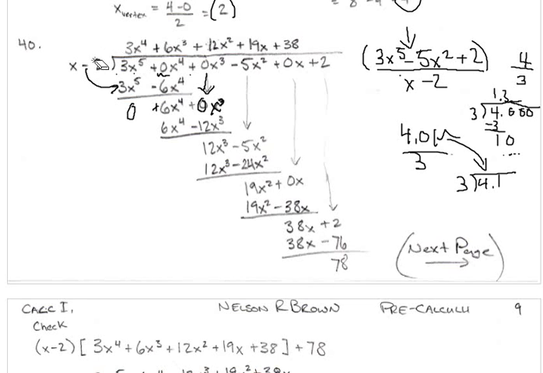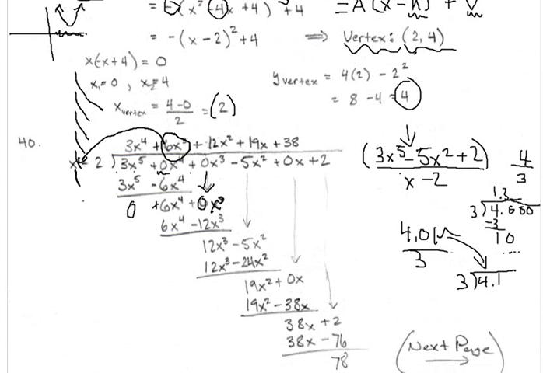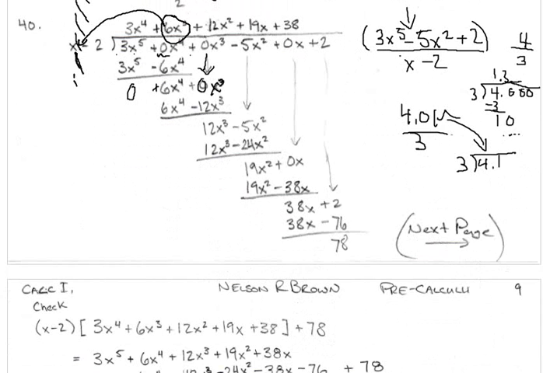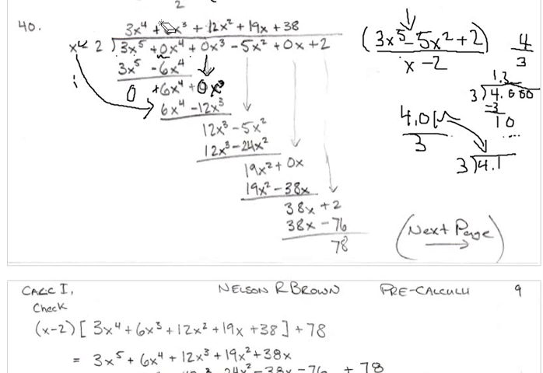We try to find what we have to multiply x by in order to get a 6x to the fourth. So in order to get a 6x to the fourth when we multiply by x, we need to multiply by 6x to the third. 6x to the third multiplied by x gives us 6x to the fourth. Let me erase all that stuff. Okay, so we continue this process all the way down.